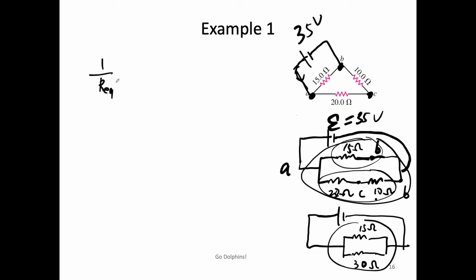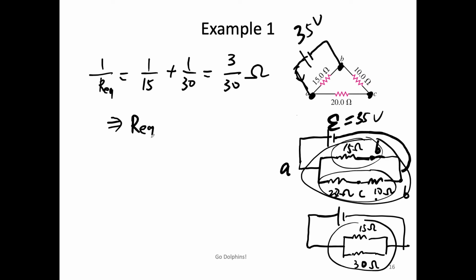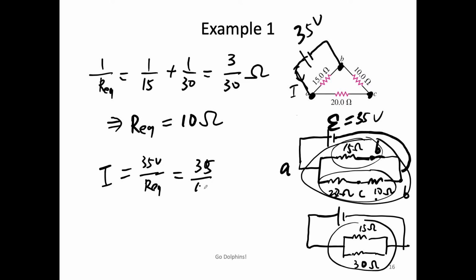1 over R equivalent equals 1 over 15 plus 1 over 30 equals 1 over 10. So the equivalent resistance is 10 ohms. So the current going through here should be 35 over R equivalent, which is 35 over 10, 3.5 amperes. And that's the answer.